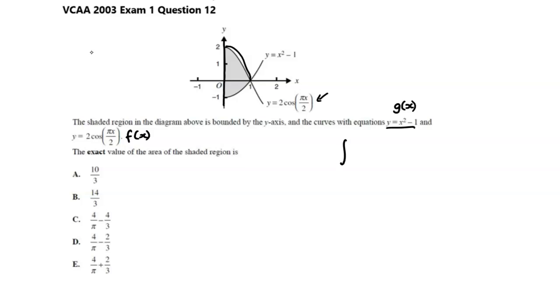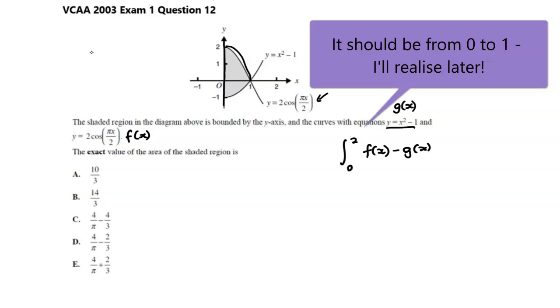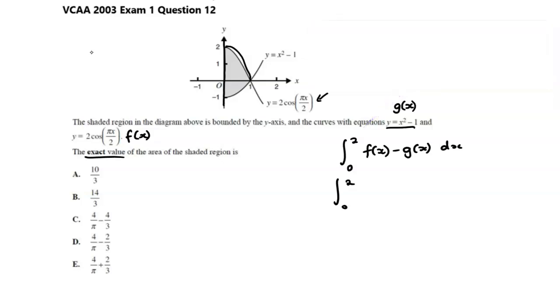So we're going to be doing, in this case, we're interested in x going from 0 to 2 of f of x minus g of x dx. So we want to find the exact area of this shaded region. So again, we're going from 0 to 2. So f of x we said was 2 cos pi x on 2.